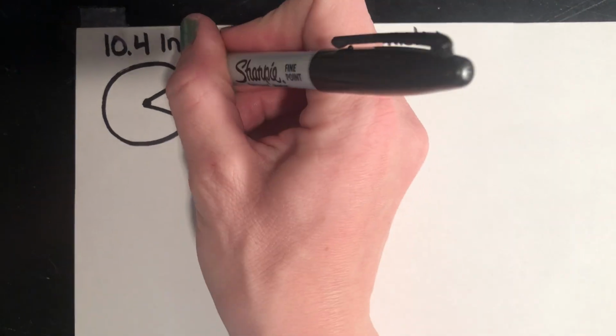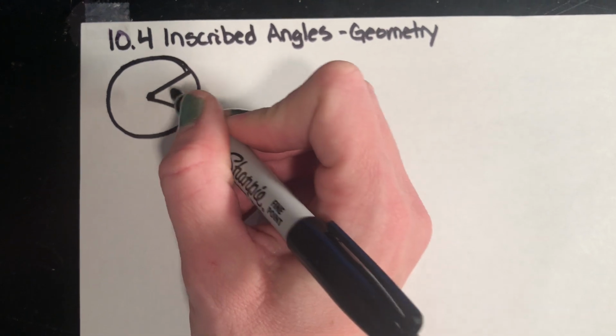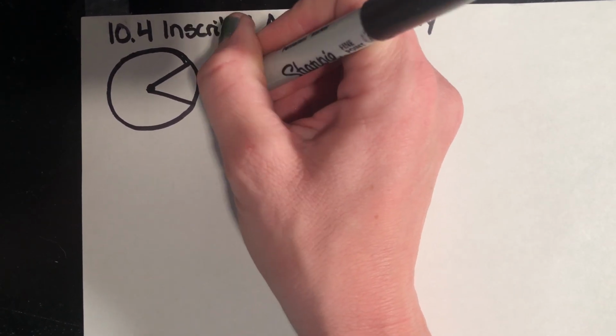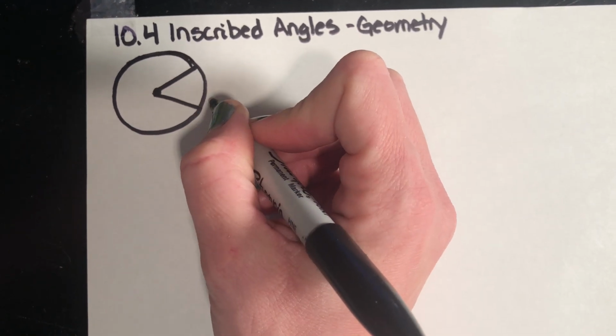Now we've been talking about those, and so we know that the measure of a central angle is the same as the measure of the arc. So if this angle was 30 degrees, well then the arc is also 30 degrees.